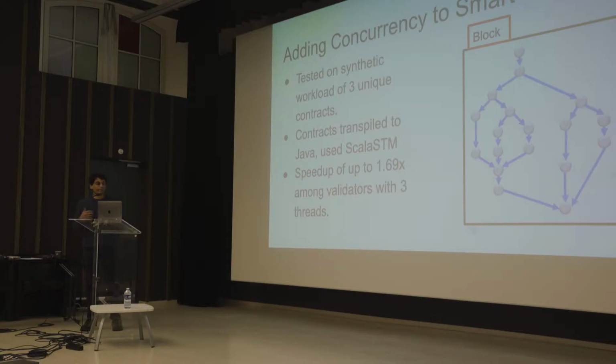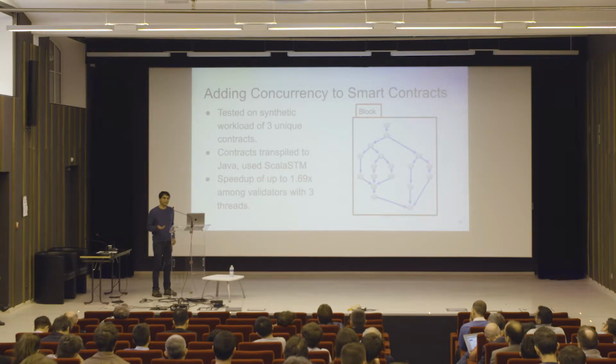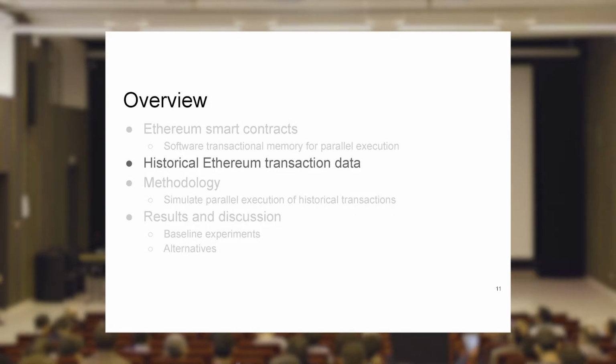But the one big issue here is that they worked with synthetic workloads, and such a workload could be more uniform than what we see in practice, like on the historical Ethereum blockchain. So it's a natural question to ask, well, what would you get if you applied similar techniques on the historical data? So that's what this work aims to do. I'll describe the historical Ethereum transaction data that we worked with, and then I'll continue to the methodology that we use to use this data to simulate our speculative techniques.